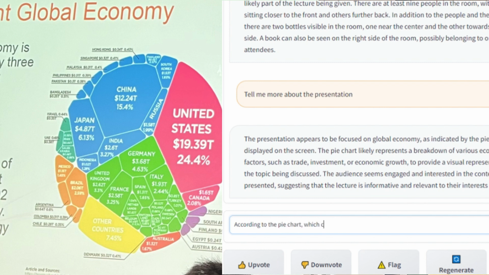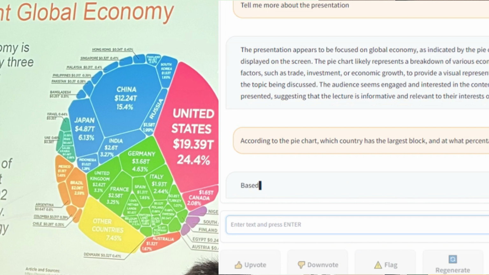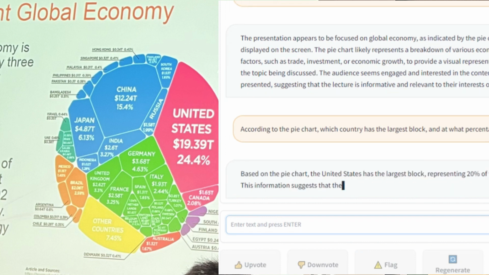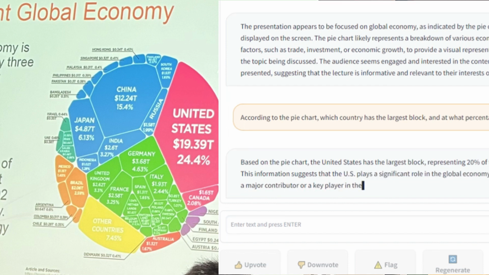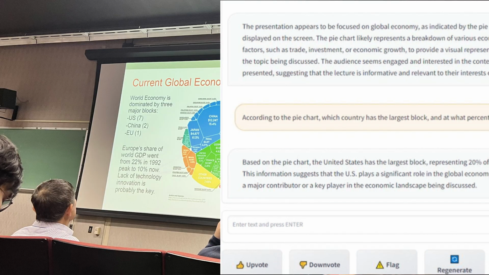According to the pie chart, which country has the largest block, and at what percentage? Based on the pie chart, the United States has the largest block, representing 20% of the total. This information suggests that the United States plays a significant role in the global economy, either as a major contributor or a key player in the economic landscape being discussed.